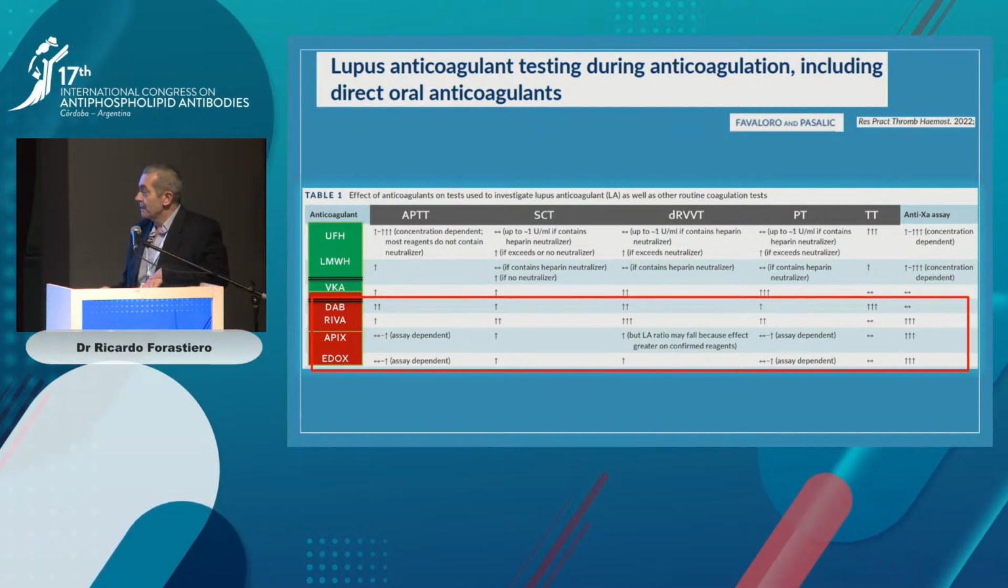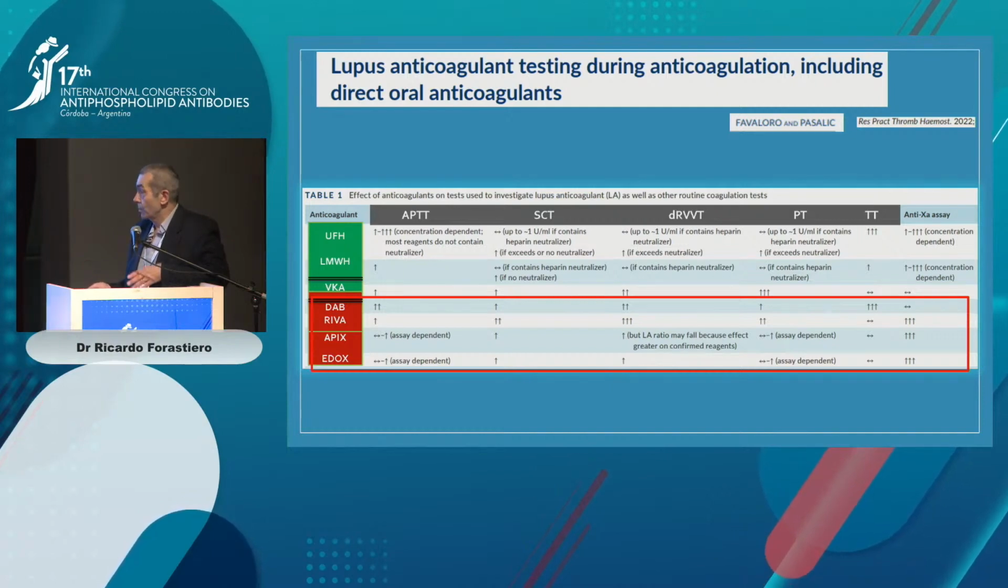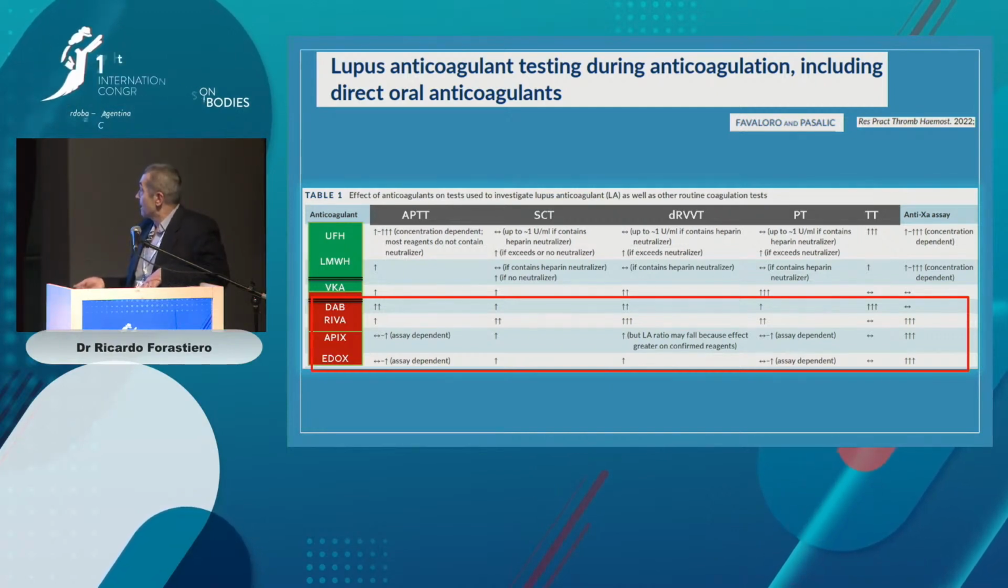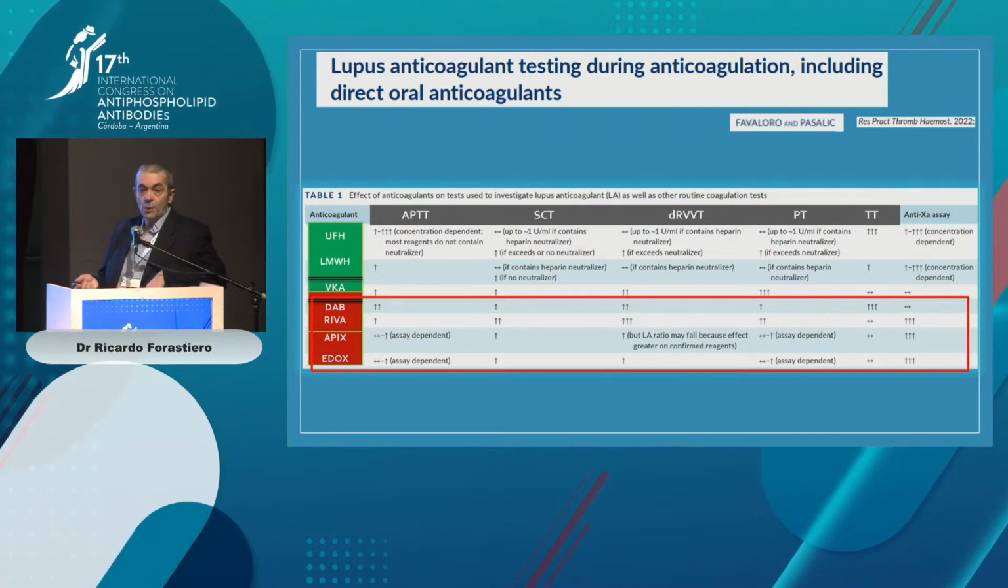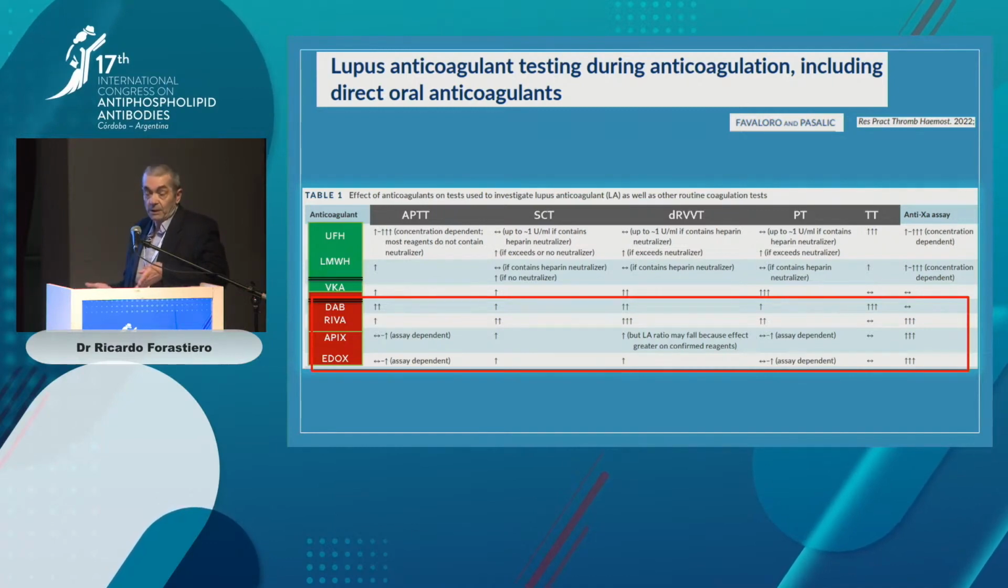And for the last antithrombotic drugs, the direct oral anticoagulants, all of them, in different ways, modify or interfere with all clotting tests, depending on their anti-Xa or anti-IIa drugs or inhibitors. In this case, the thrombin time, for example, is only affected or prolonged if the patient is treated with dabigatran, the only antithrombin inhibitor.